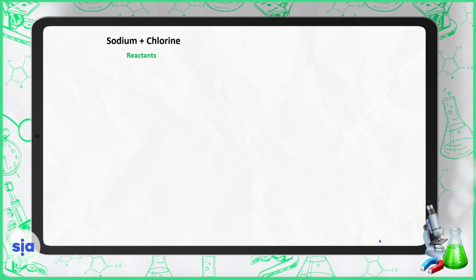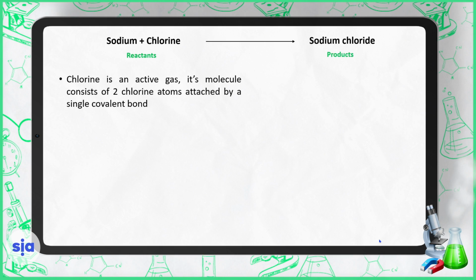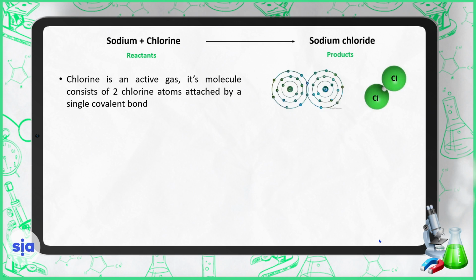Sodium plus chlorine. These are the reactants. And this is the arrow. And this is the product, sodium chloride. Chlorine is an active gas. Its molecule consists of 2 chlorine atoms attached by a single covalent bond. Let's have a look together at this chlorine molecule.